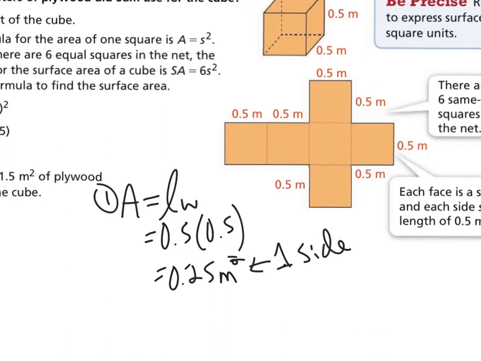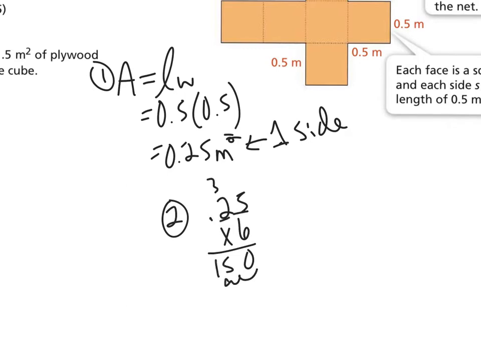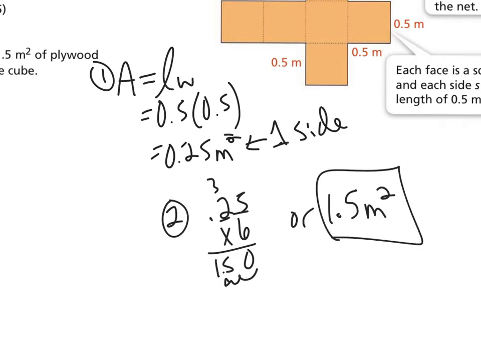And then since we have 6 sides that are identical, we can just take 0.25 times 6. Move your decimal 2 spots. So that would be 1.50 or 1.5 square meters that we need altogether.